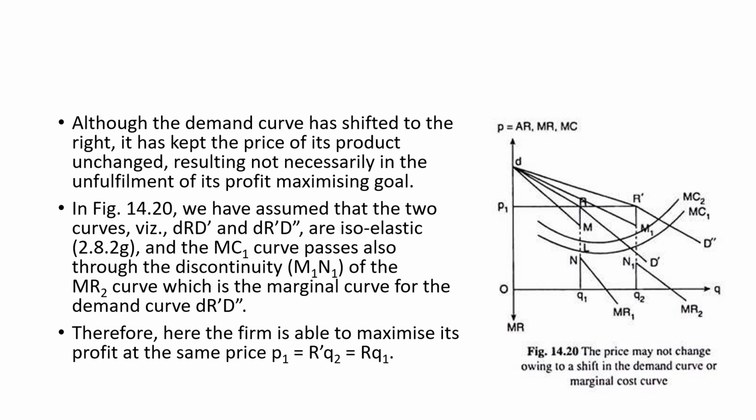We know that the main motive of a firm, whether it is in perfect competition, oligopoly or monopolistic competition, the main goal of the firm would be profit maximization. In figure 14.20 we have assumed two curves, one which is more elastic and one which is less elastic, and the MC curve, that is the marginal cost curve, passes through the discontinuity range of the MR2. MR2 means the marginal revenue curve, which is equal to the demand curve, that is DR-D double dash. Therefore, the firm is able to maximize its profit at the price P1.